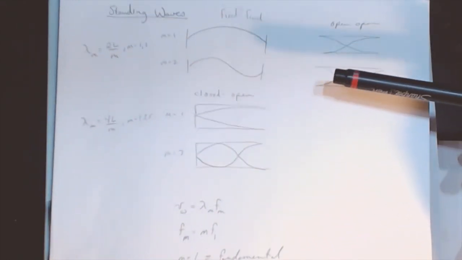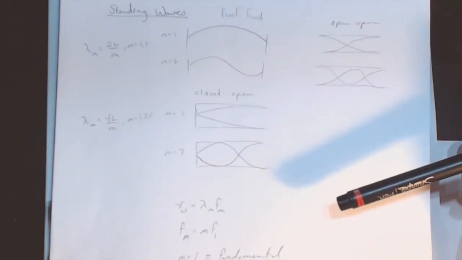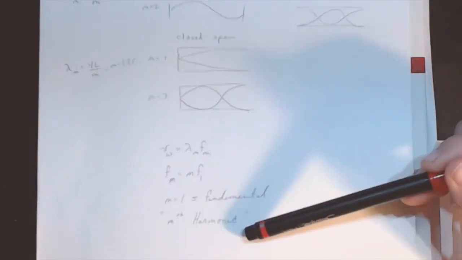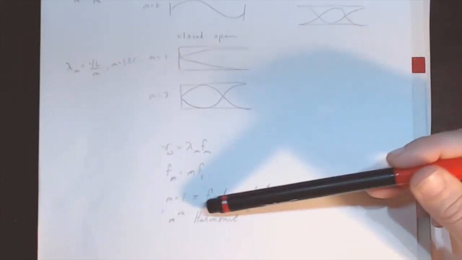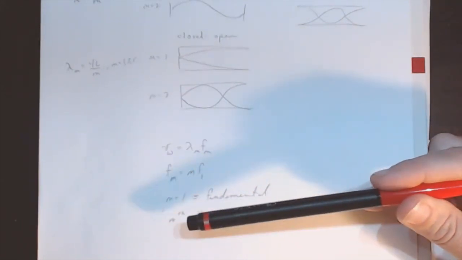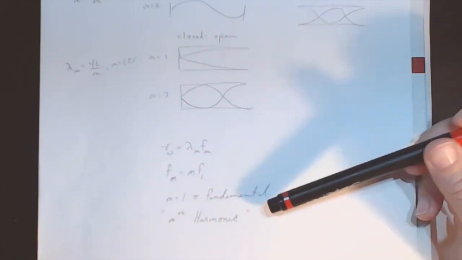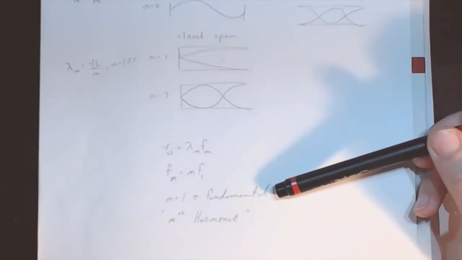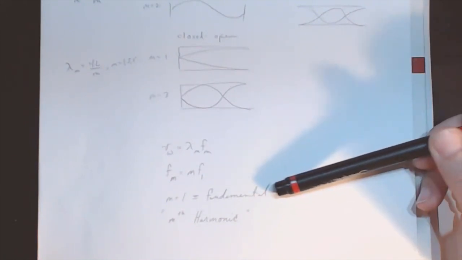And make sure you know how to draw all of these. Make sure you know where the antinodes and the nodes are. You need to know that the mth harmonic, that is your m number. So if it's the 4th harmonic, m equals 4. If it's the 7th harmonic, m equals 7. M equals 1 is your fundamental. So if you're asked for the fundamental frequency, you're using m equals 1.